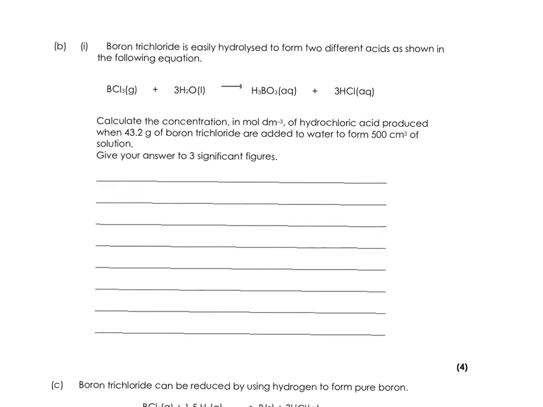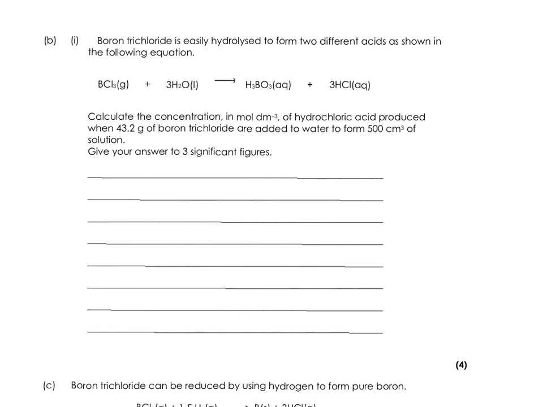So this is another just moles question really. So we're going to follow Mr T again, moles ratio triangle. So it says calculate the concentration of moles per decimetre cubed of hydrochloric acid produced when 43.2 grams of boron trichloride are added to water to form 500 centimetre cubed of solution.